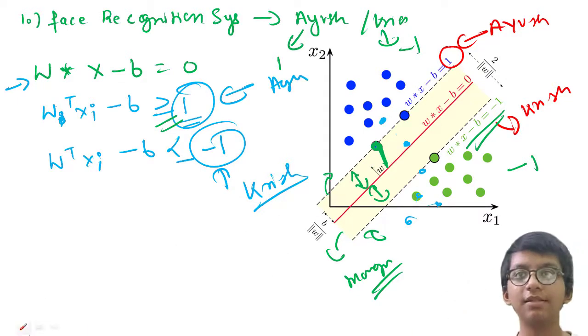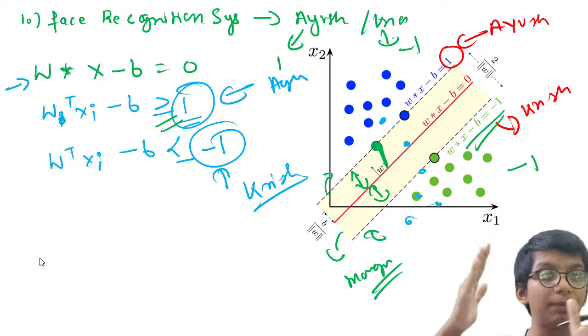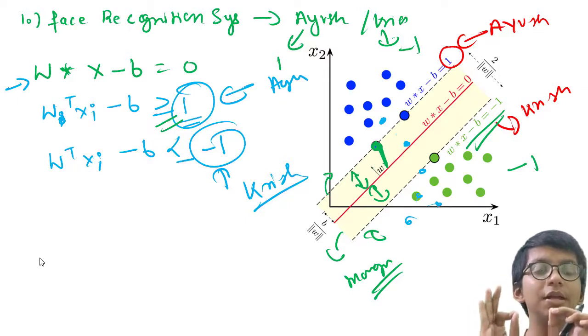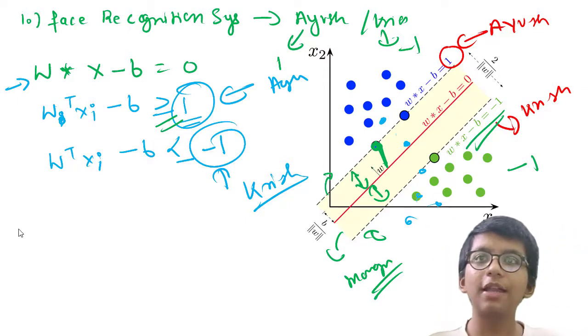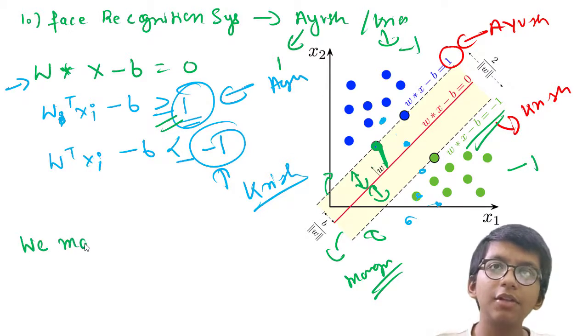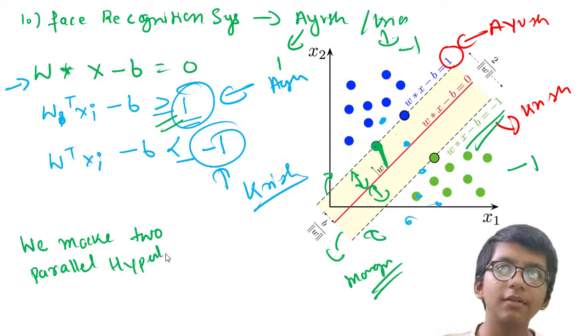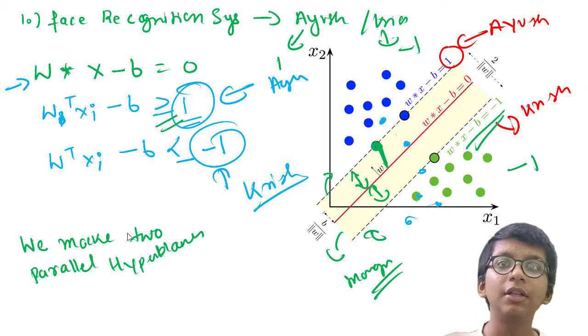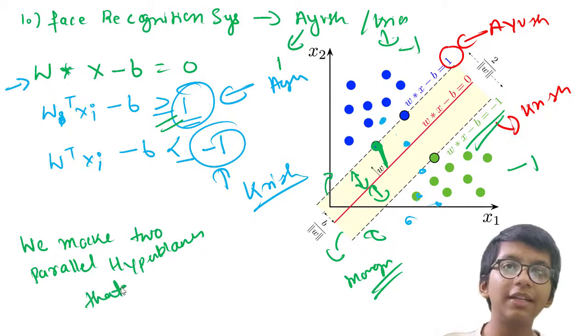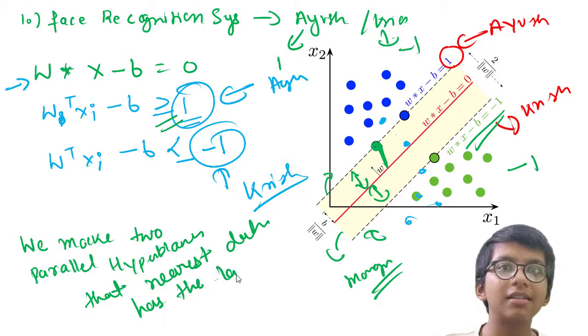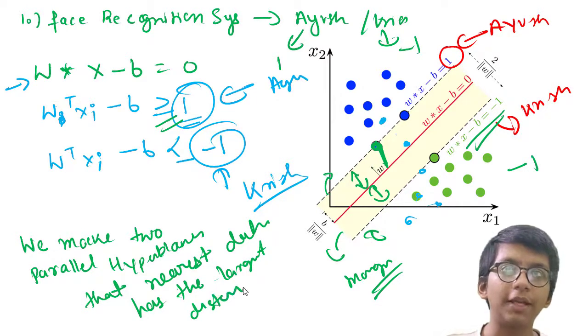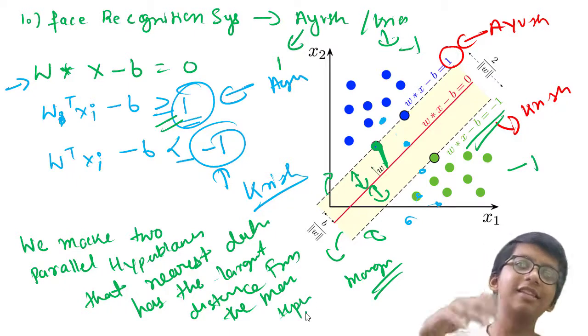Then we construct two parallel hyperplanes in such a way that the nearest data point has the largest distance from the main hyperplane, the red one. So this is what it is actually doing.